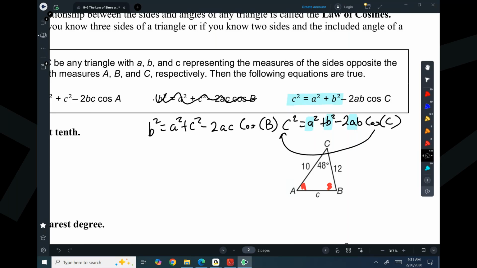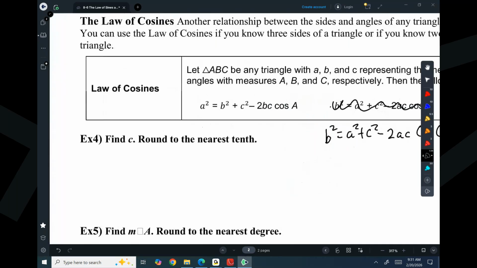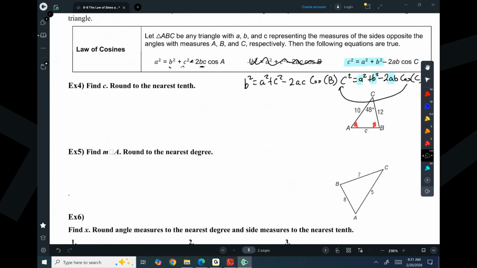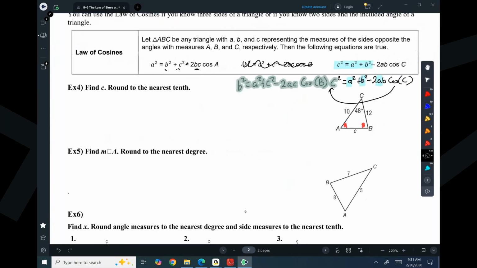It's big B because it's the angle, not the side, yeah? And then the last one the same way, right? B squared plus C squared. B and C goes here, cosine of that angle. All right? Now you'll end up having a lot of algebra here, just so you know. It'll take some work.